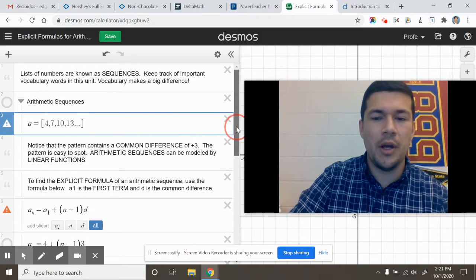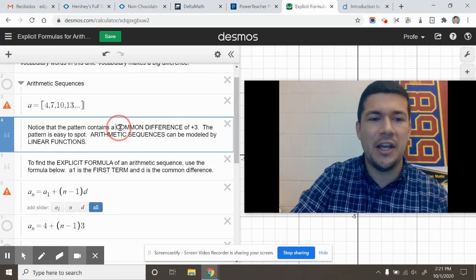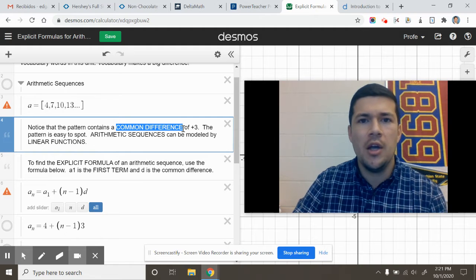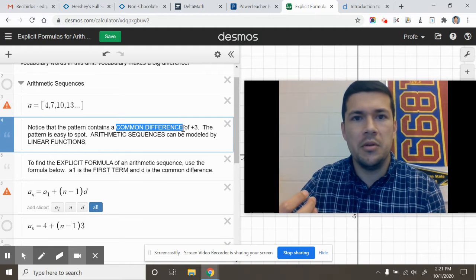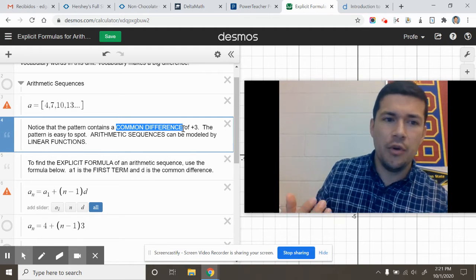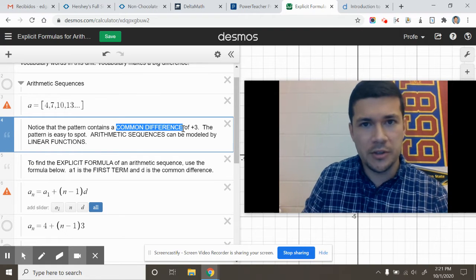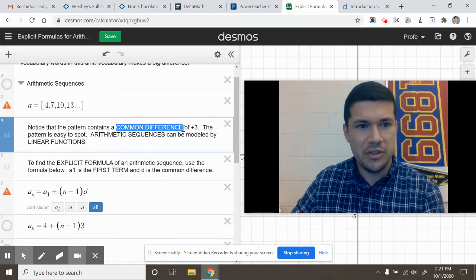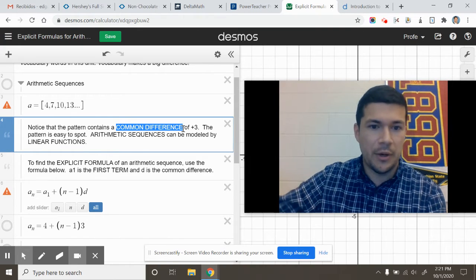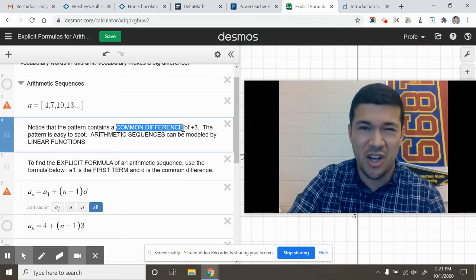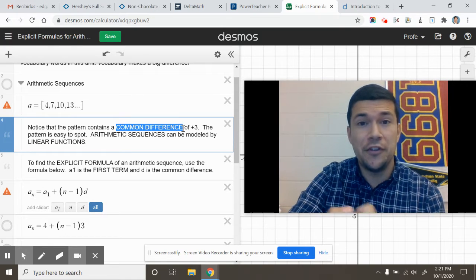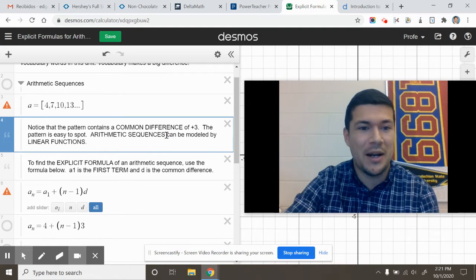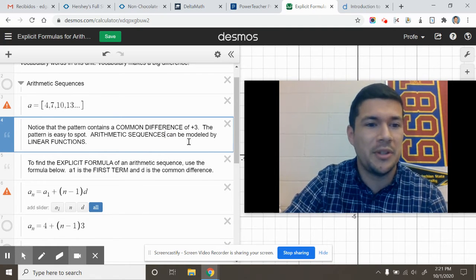The reason it's called an arithmetic sequence is because it contains what you know as a common difference. The common difference very well could be self-explanatory, because most of us can tell that the pattern is that you're adding 3. 4, 7, 10, 13, 16, 19, etc. You're adding 3. So that plus 3 is known as the common difference. The common difference is the difference in between the terms. You find it by subtracting the terms. That is what makes an arithmetic sequence.